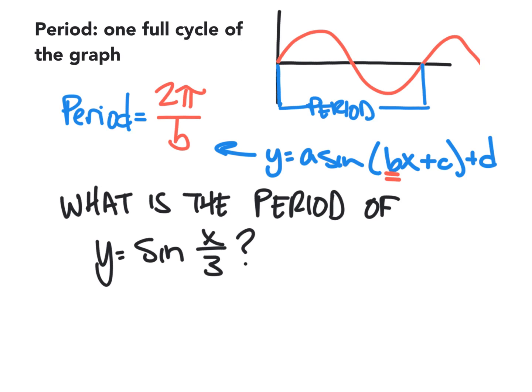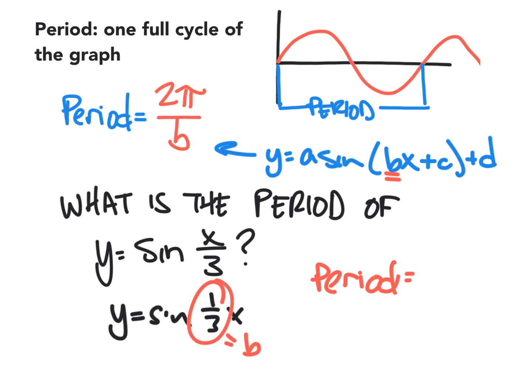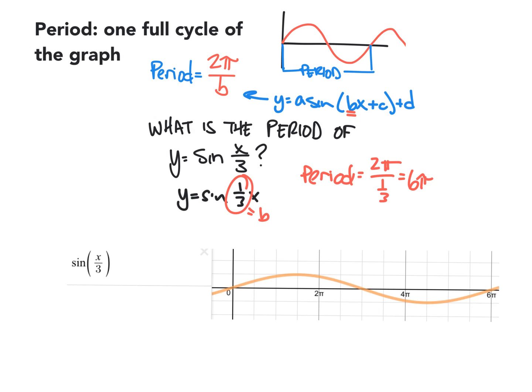So what's the period of y equals sine of x over 3? Well, this can be thought of as y equals sine of 1/3 x. So b is equal to 1/3. And that's going to tell me that the period is going to be 2 pi over 1/3, or 6 pi. So whereas the parent function only takes 2 pi to complete, this function would take 6 pi to graph one full cycle. And here we have it. The sine of x over 3 took 6 pi to complete its full cycle.